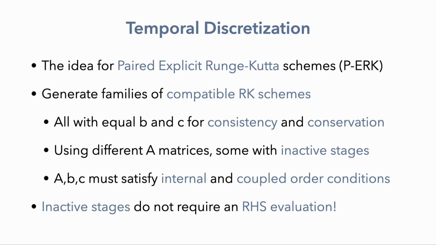The other thing is that combined A, B, and C must satisfy the internal and coupled order conditions. So this is to make sure we get the right orders of accuracy in time. So this is basically the idea. We want to generate compatible RK schemes that are consistent, conservative, and have the right orders of accuracy. But some of them will have what I mentioned as inactive stages that do not require a right-hand side evaluation.